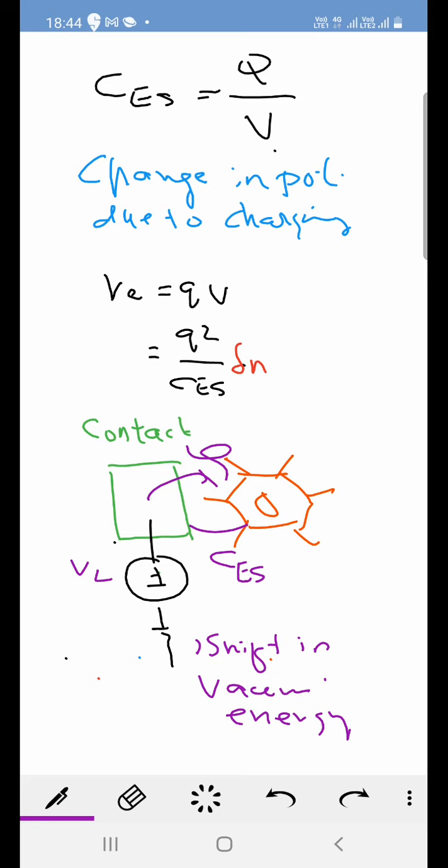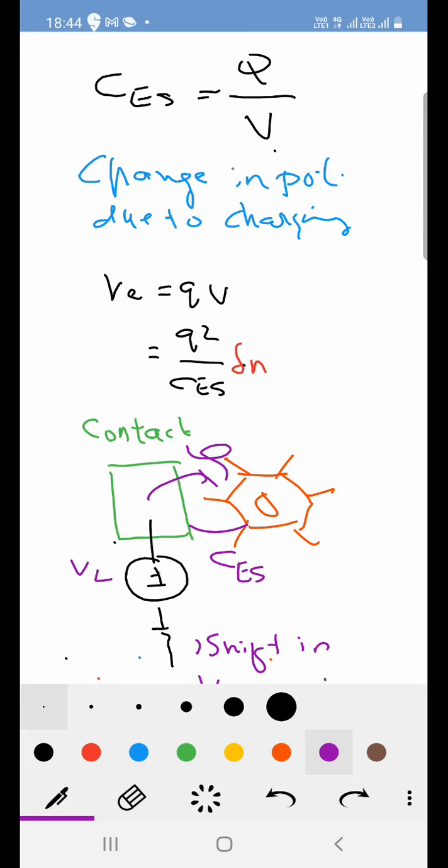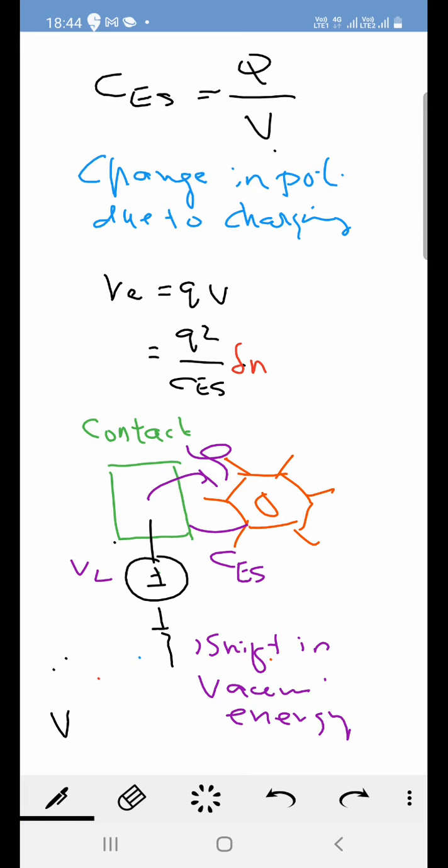And the total voltage V is equal to VC plus Q by CES.